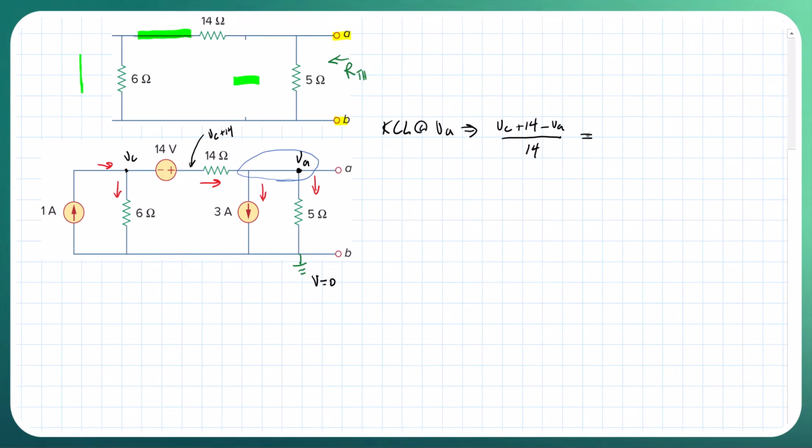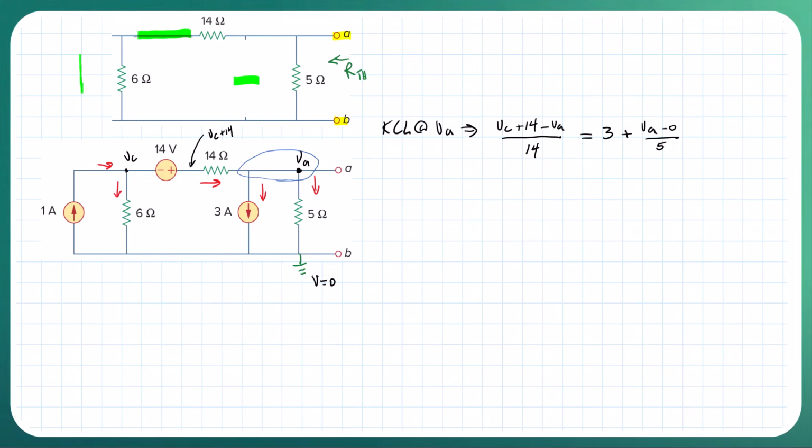What's going out are the 3 amps, and then the current going through the 5 ohm resistor, and that's just VA minus VB, but VB is 0, which we set as 0, so minus 0 over 5 ohms. Okay, and now it's a matter of simplifying this equation.